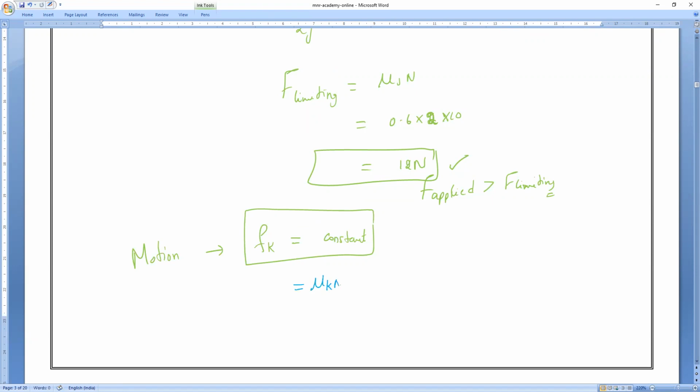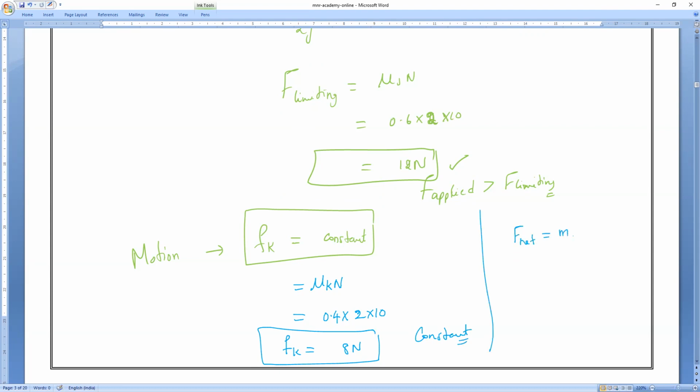So mu k into N, which is equal to 0.4 into 2 into 10. Which is equal to how much is the answer? 8 newtons. Does it remain constant or variable? It remains constant. Then we have to find acceleration also.